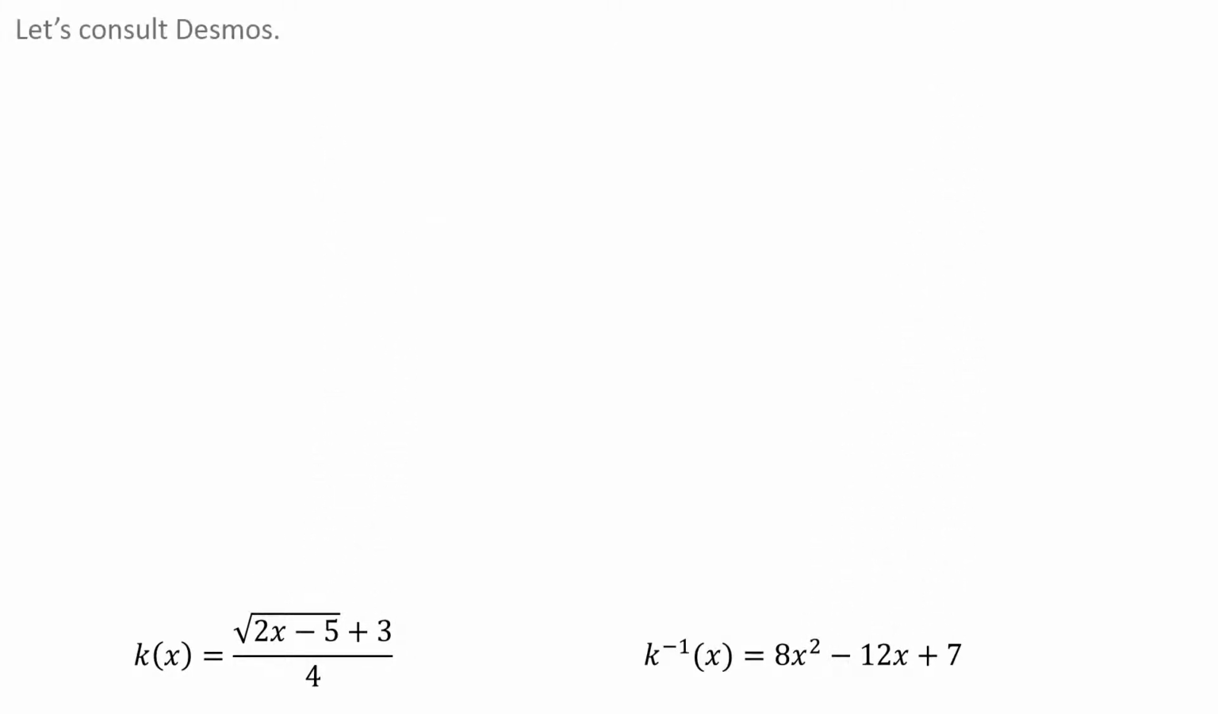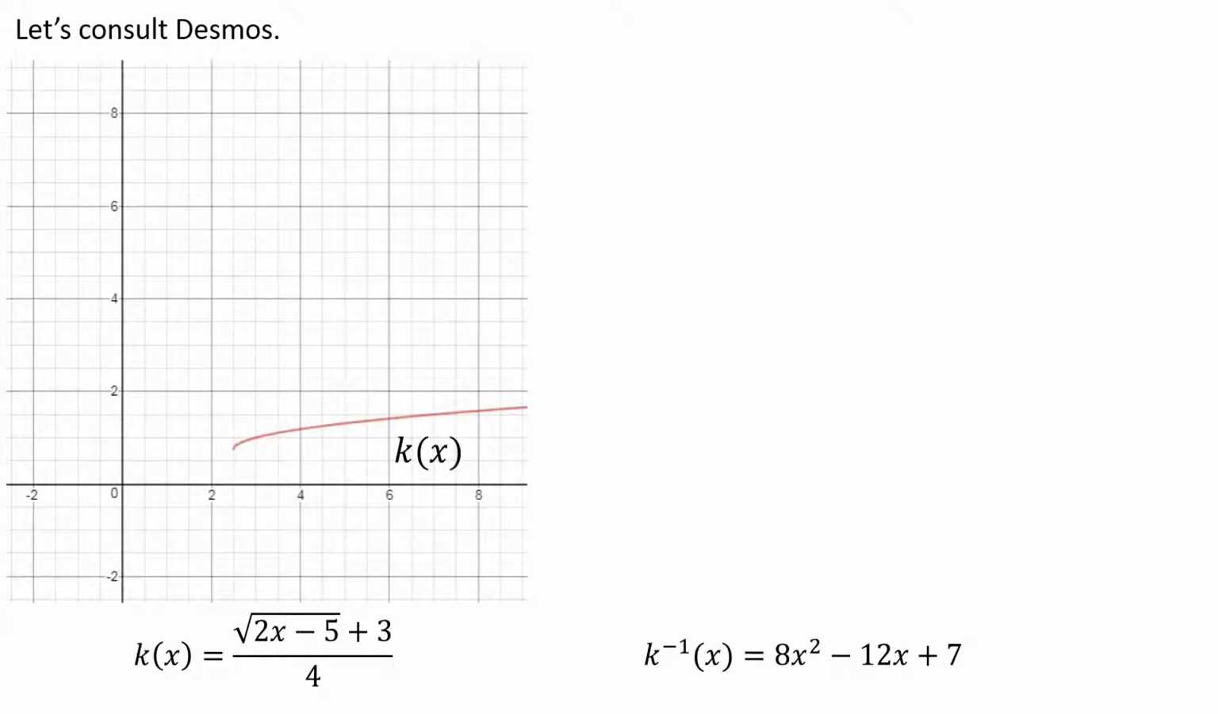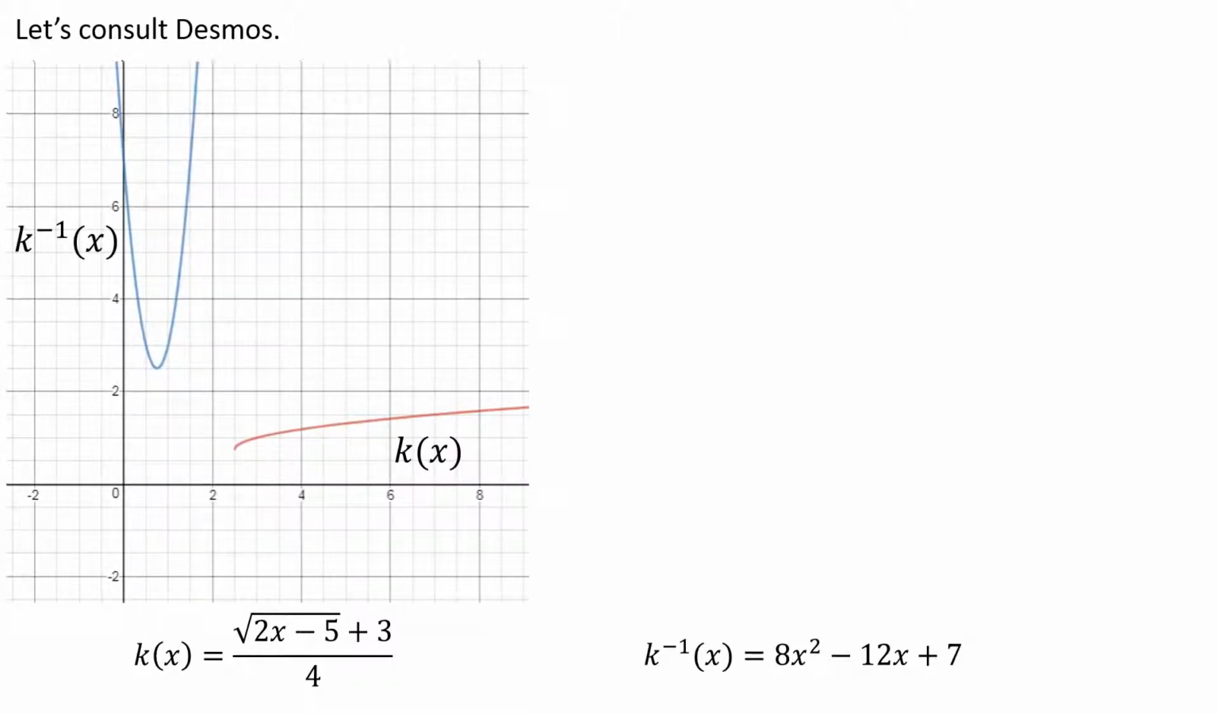Better go to our friend Desmos. We're going for the real dramatic situation here. I've got my original function k, my inverse function k inverse of x, and Desmos, well, there's k of x, because we know how to graph the square root function, and k inverse of, whoa, what happened? Those don't really look like mirror images of each other.